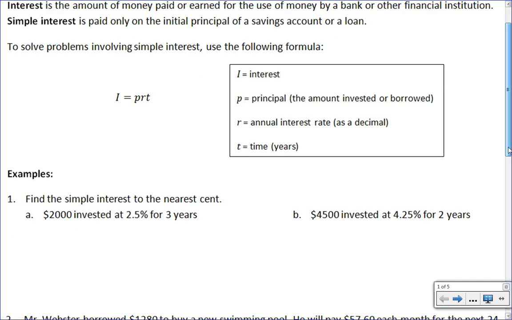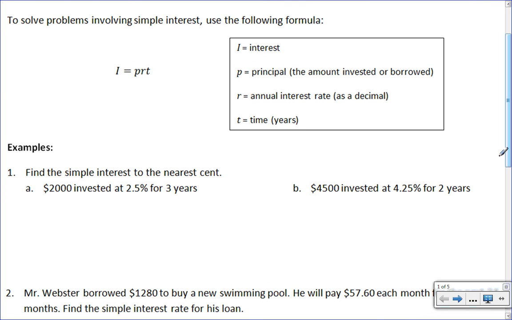So let's see how this works in an actual example. So example 1, find the simple interest to the nearest cent. $2,000 invested at 2.5% for 3 years. Okay, when using the simple interest formula, it's helpful to first determine which part of the formula you're trying to find. So for these two examples, it says find the simple interest. So we're looking for the I, the amount of the interest. So let's identify the other parts in this question.